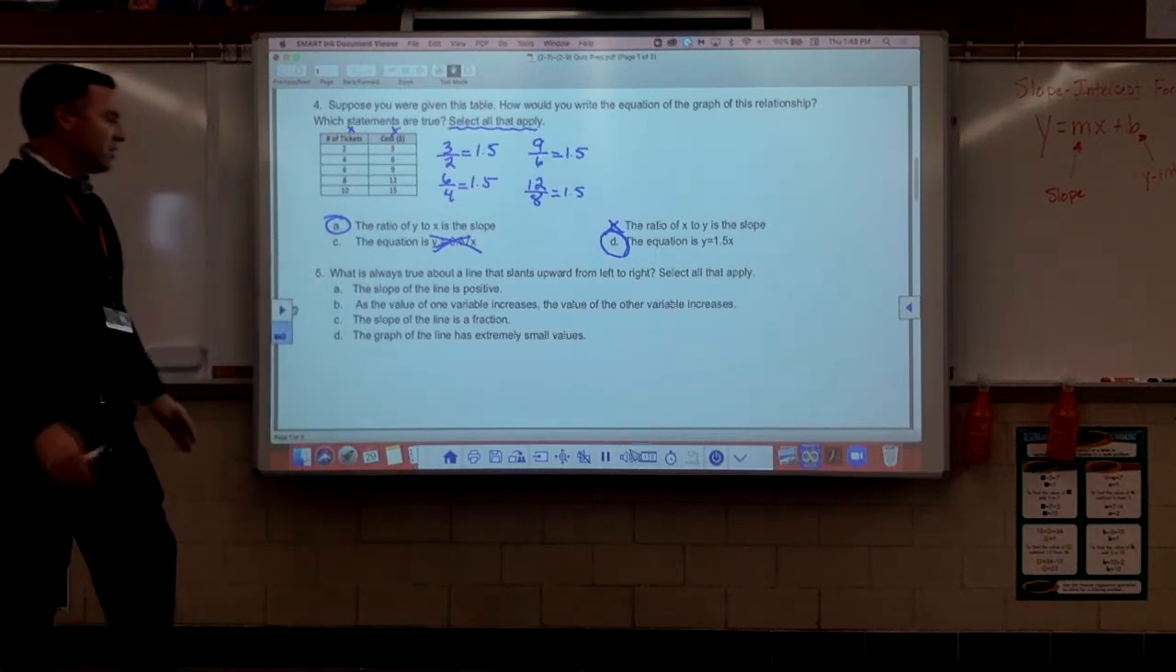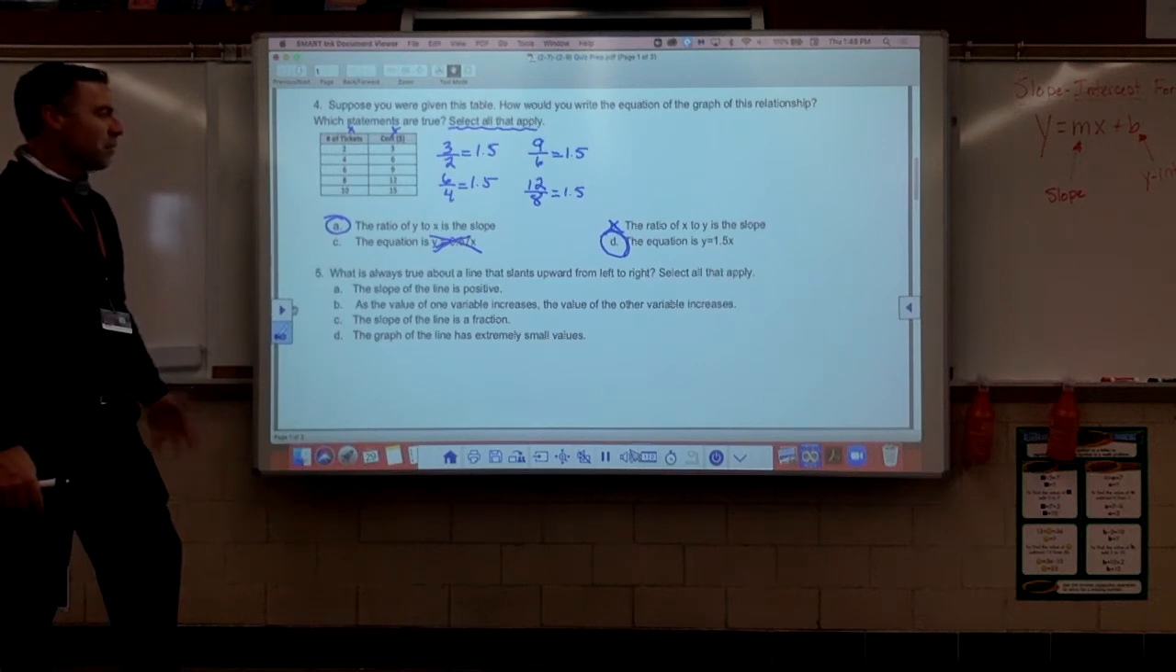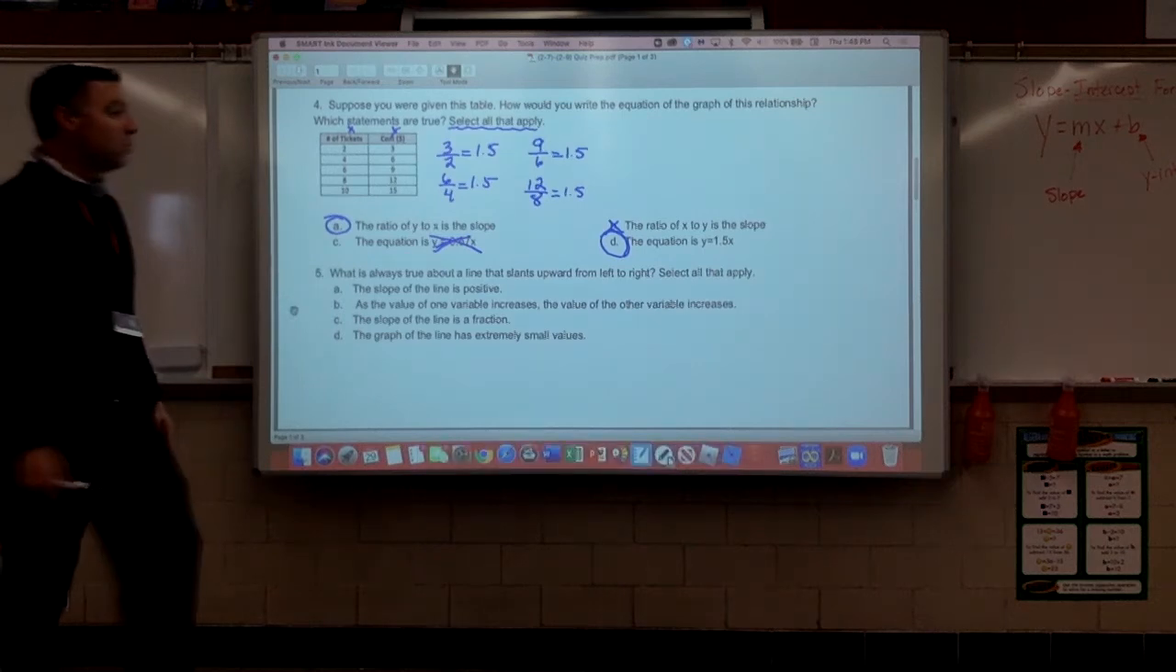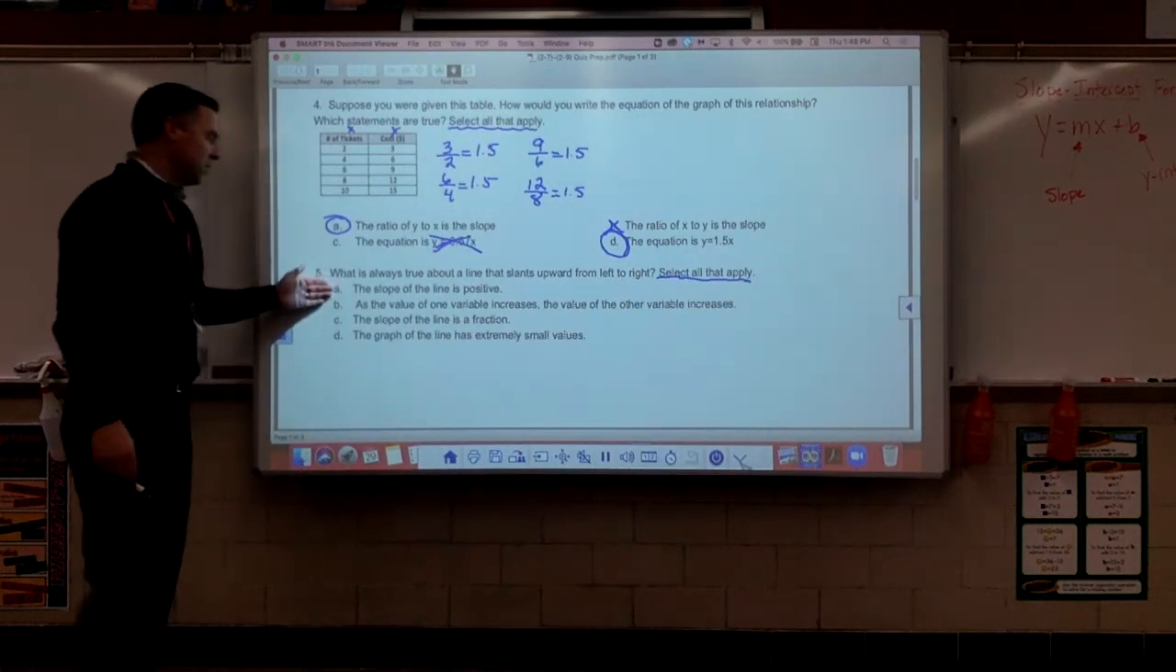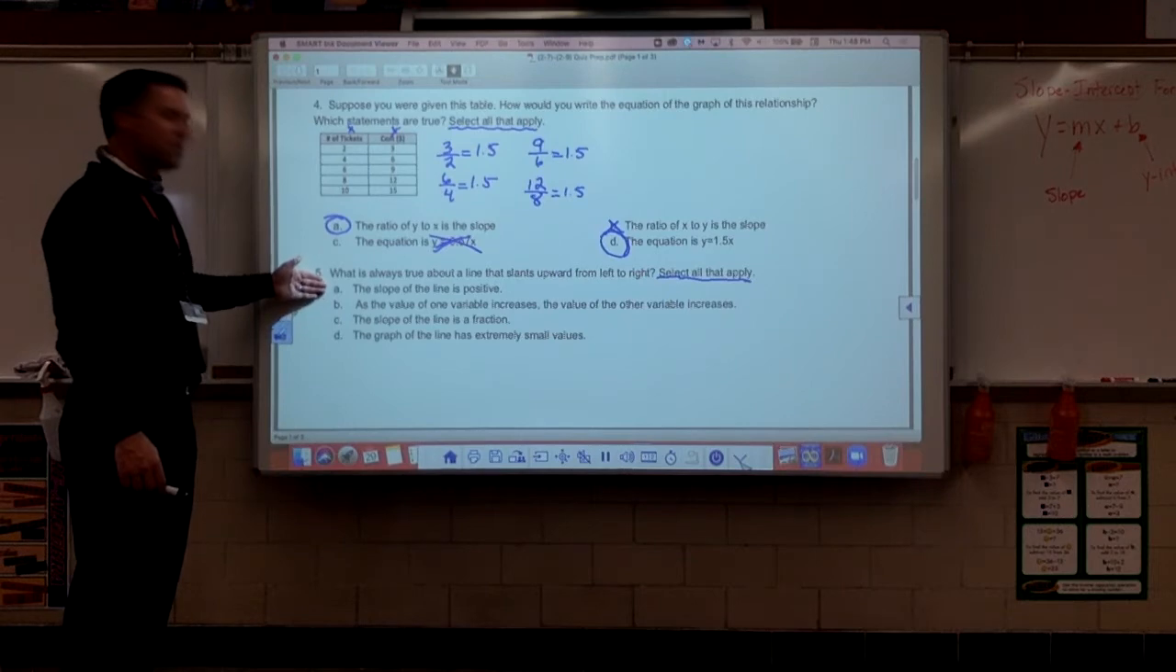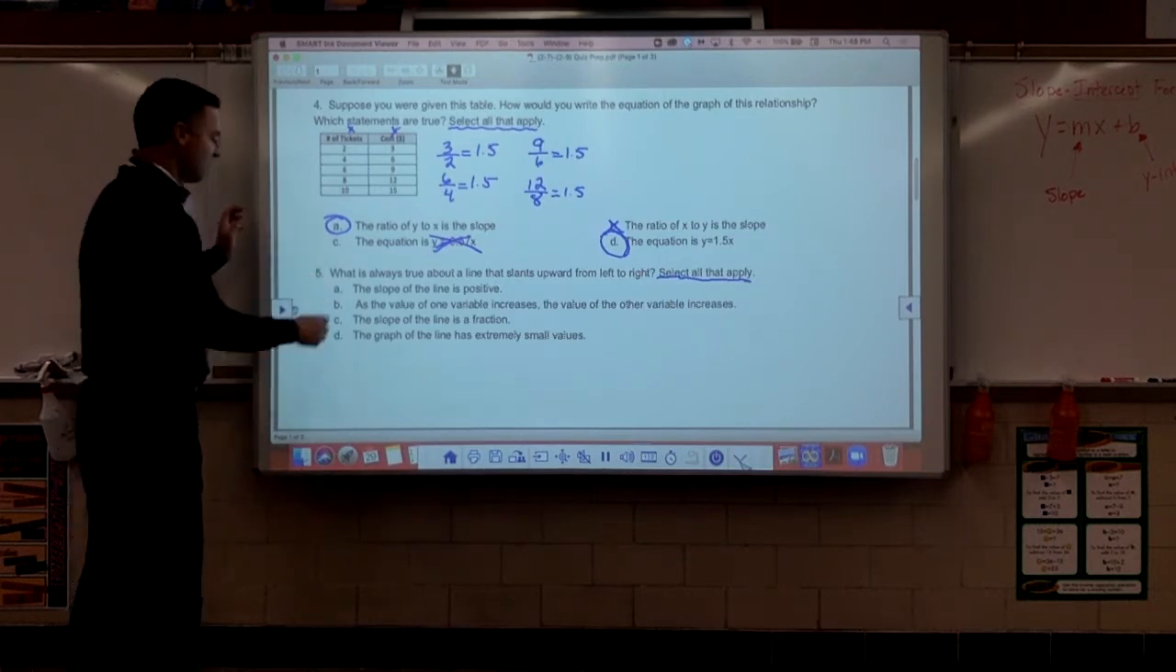Hey, number 5. What is always true about a line that slants upward from left to right? Ooh, another select all that apply. I love these. I think they're great too. Well, if they go up from left to right, is the line positive? I don't know. Could you draw me an example?